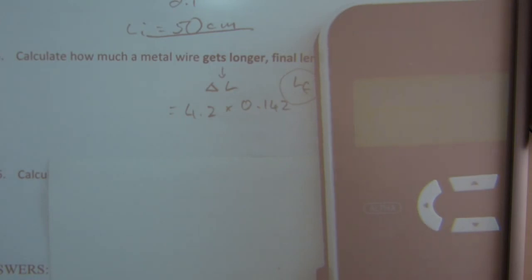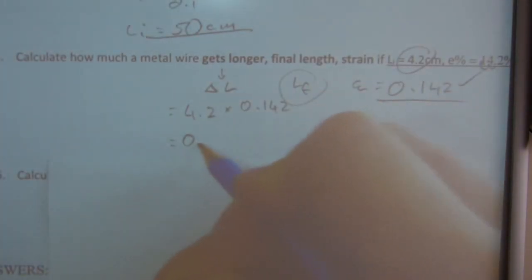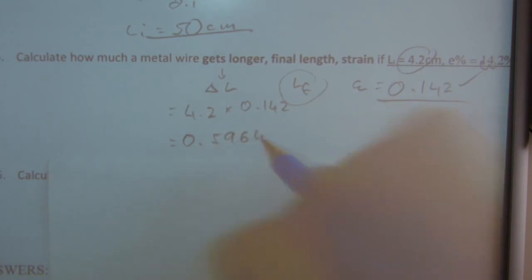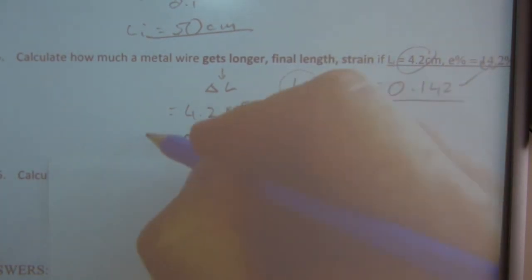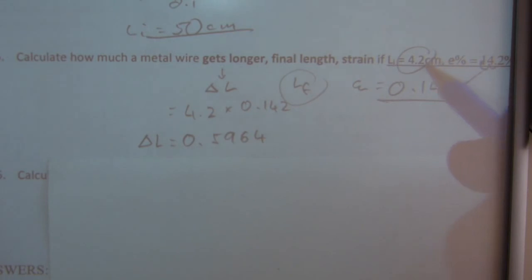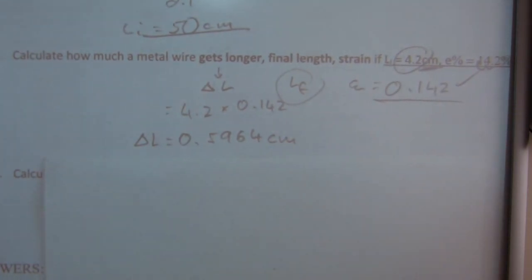So 4.2 times 0.142 equals that number, 5964 after the decimal dot. So that's delta L, and its unit of measure is centimeters here, so put down centimeters there. So that's elongation. So out of the 3 requested pieces of information, 2 are calculated.